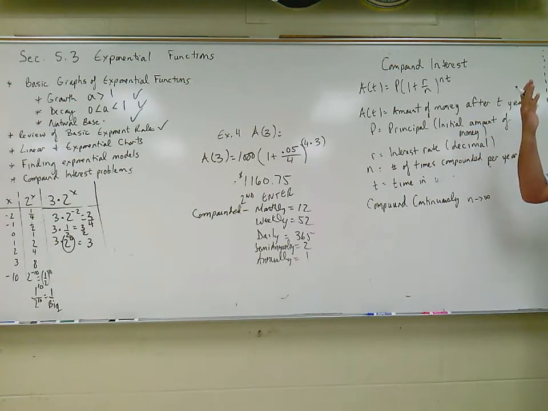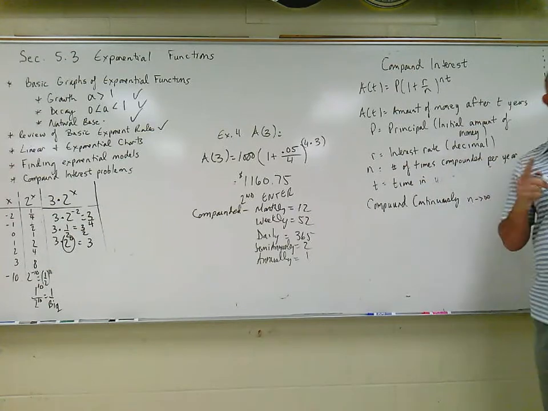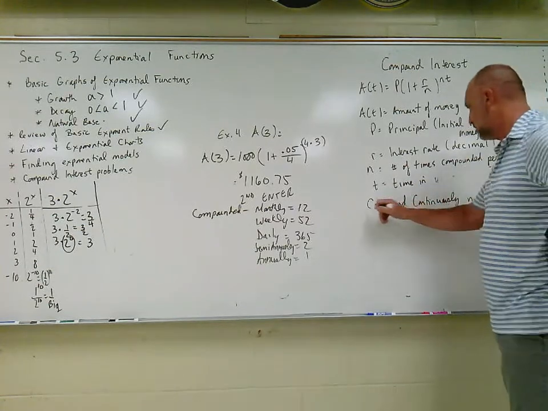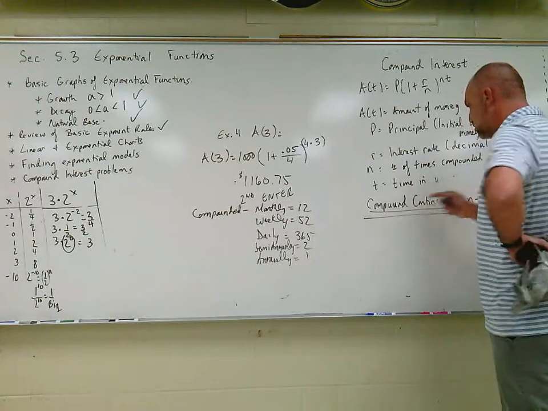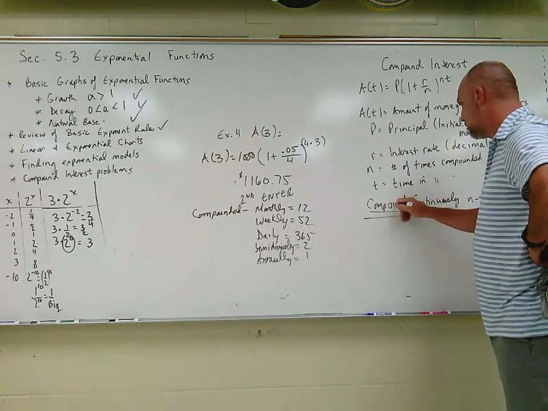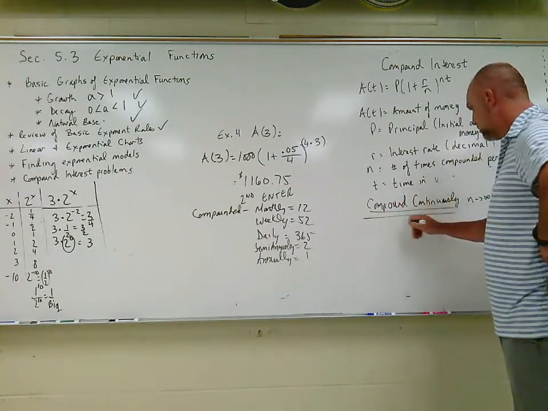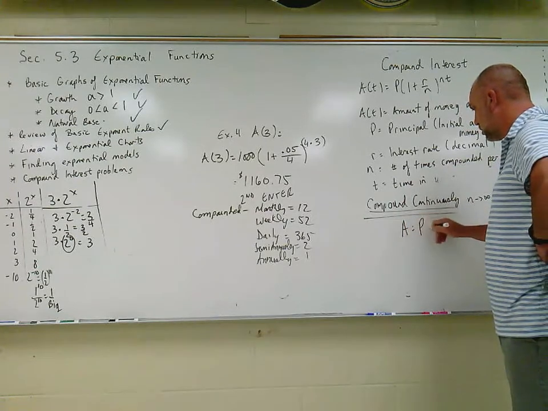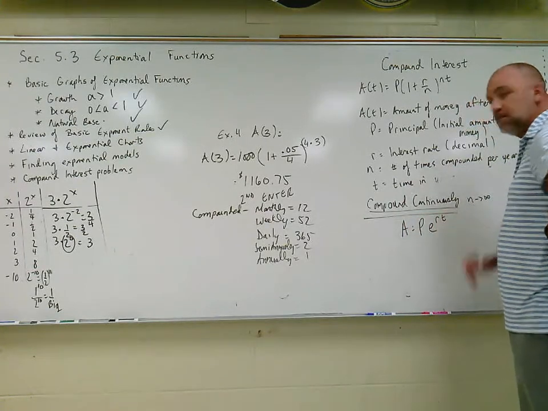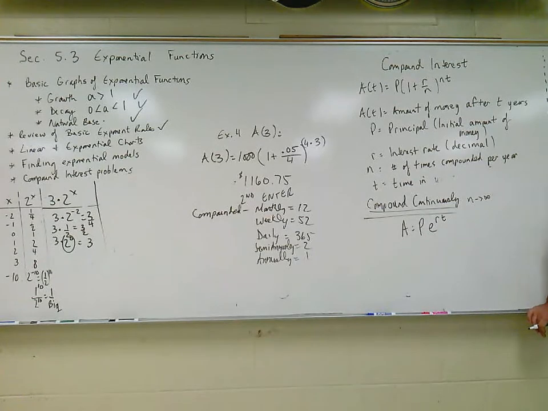Infinity can't be plugged in, so there's a new formula. So anytime you see the word compounded continuously, my writing is not very pretty, use what's called the PERT formula. Use your natural base e. If you see compound continuously, use the PERT formula. P is still principal, r is still interest rate, t is still time, but you use the natural base e. Remember natural base e on the calculator? So you use that. So let's work the same problem.